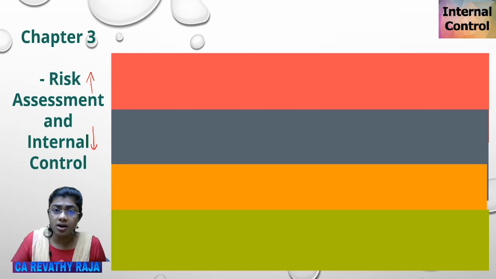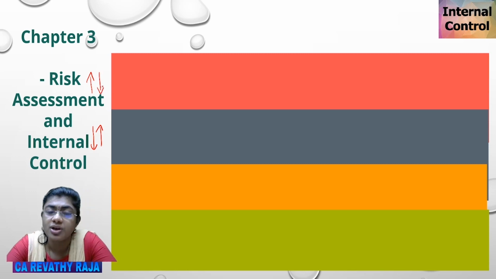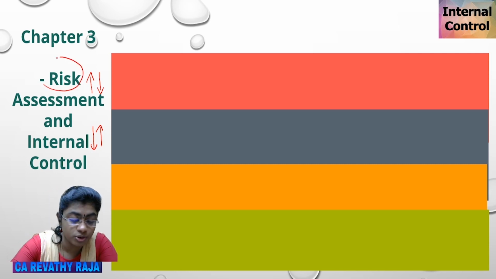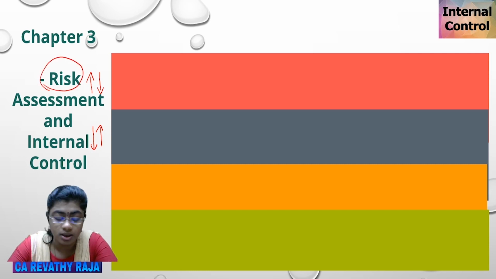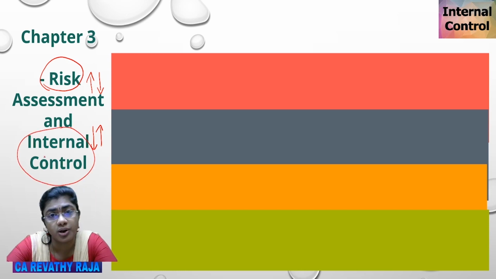If the internal controls are strong, the chances of misstatement, in our words ROMM, will be less. So, to assess the ROMM or to assess the risk, we should understand the entity's internal control. Are we clear on the chapter's name?